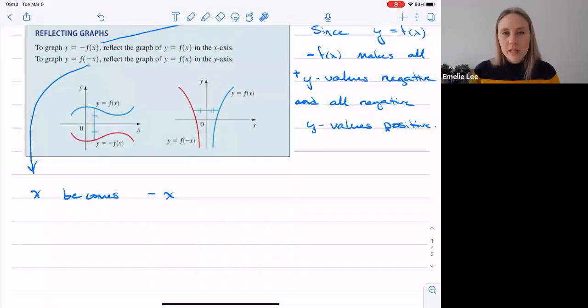Those are just good to keep in mind, and we'll see more of that in chapter 3. So we'll just have it in the back of our minds that we can reflect around the x or the y-axis.